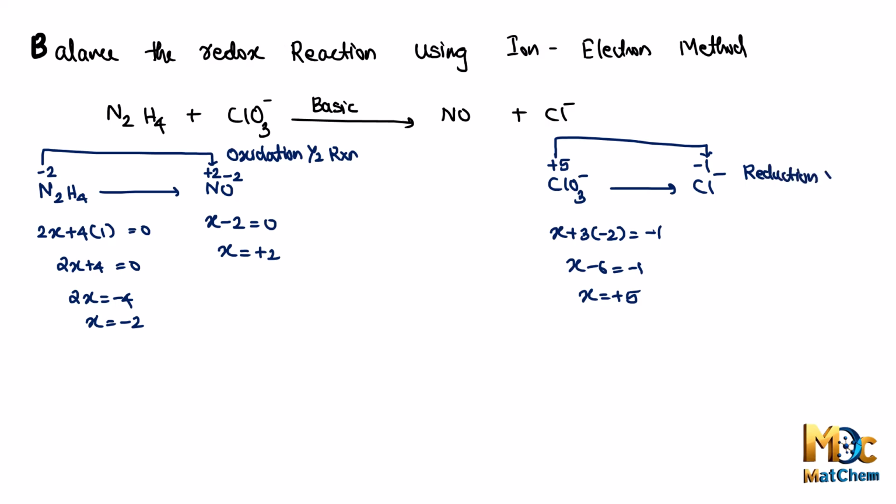Why can we call it the reduction half reaction? Because the oxidation number of chlorine decreases from +5 to -1. Therefore, a decrease in oxidation number is called a reduction. So we have two half reactions, and I can write in the next step: N2H4 giving NO, and ClO3 minus giving Cl minus.